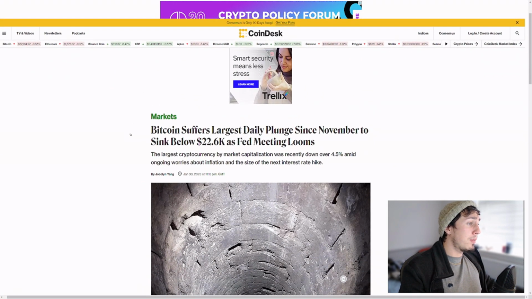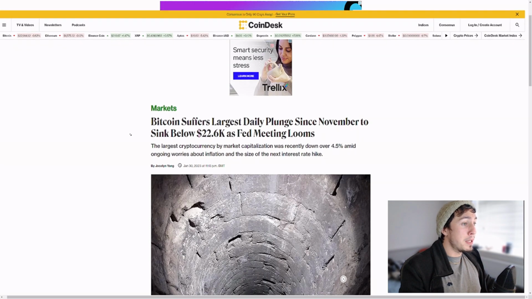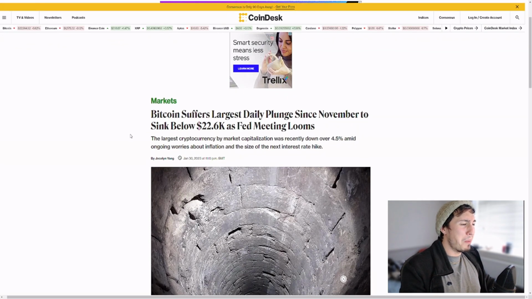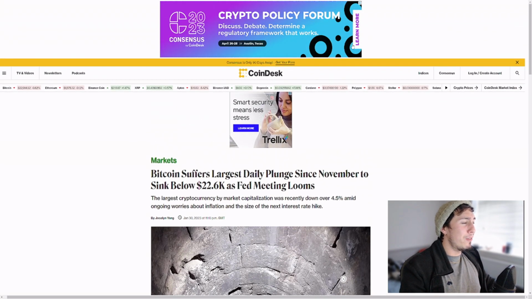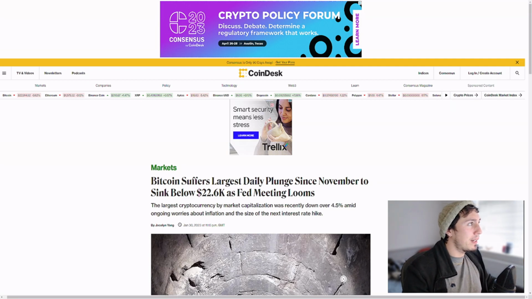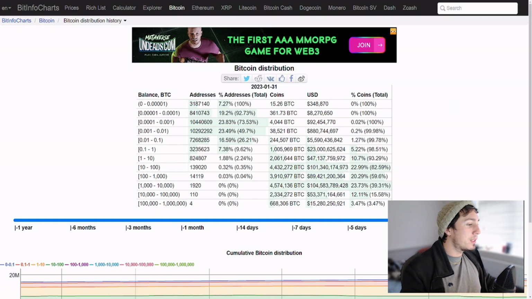And again, Bitcoin suffers largest daily plunge since November, sinks below 22.6k, but we've recovered from like 16k following an FTX crash black swan event. So in my opinion, things are looking quite good still long term.